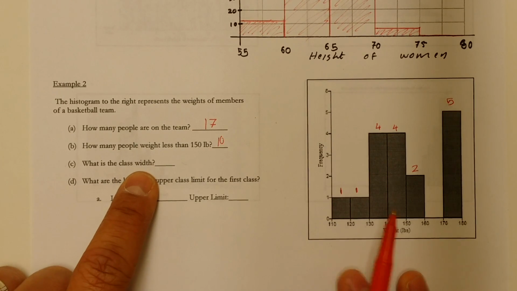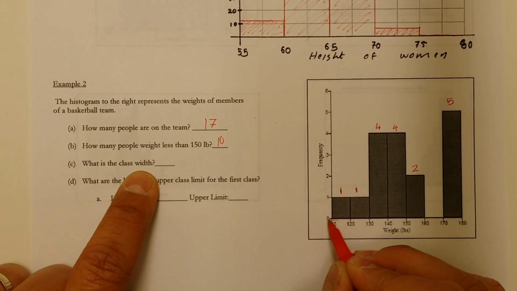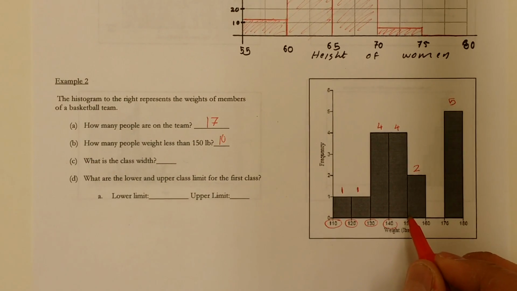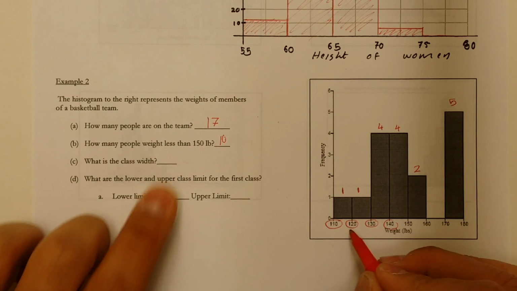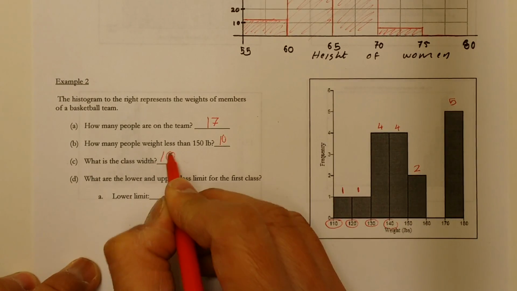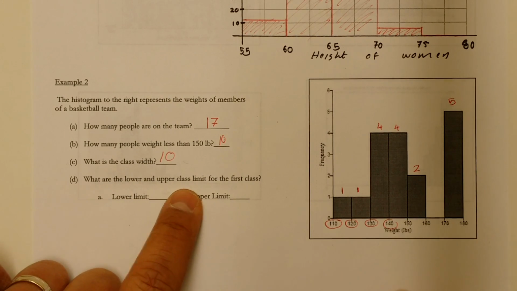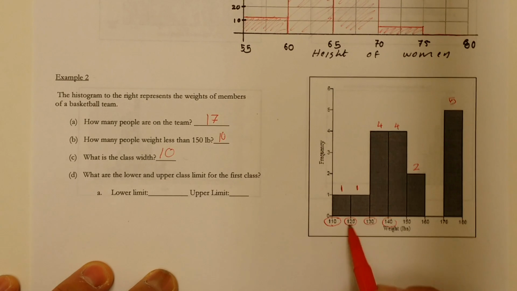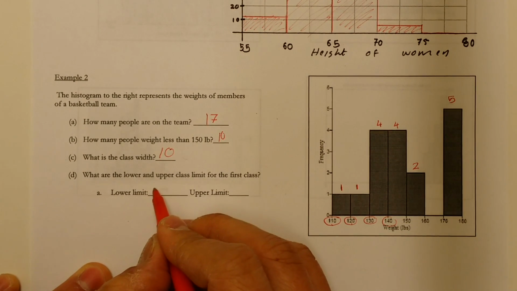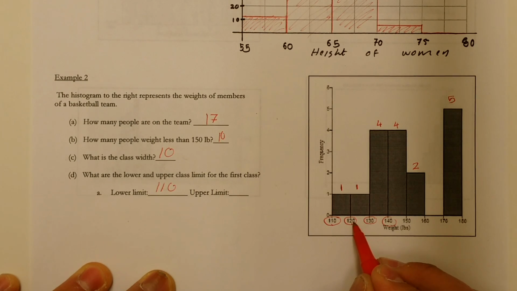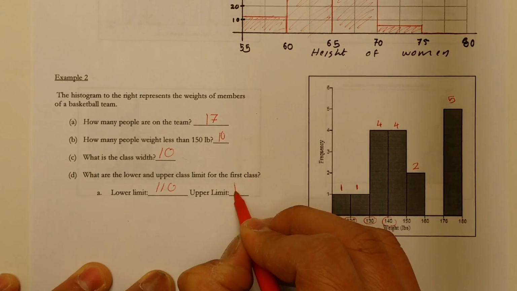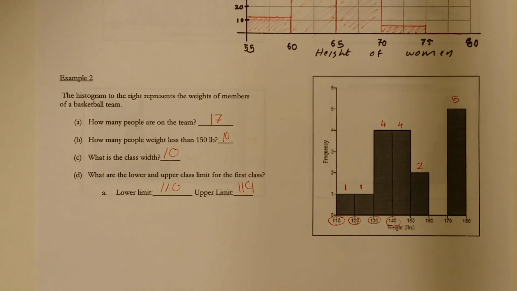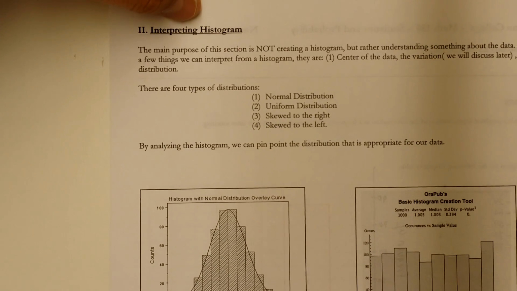What is the class width? Well, these are the lower limits. The class width can be found if you subtract the lower limits, which gives 10. And now, what are the lower limit and the upper limit for the first class? Here is the lower limit for the first class, and here's the lower limit for the second class. So the lower limit for the first class would be 110, and the upper limit of the first class should be just slightly before the next lower limit, which is 119. Okay. I will show you how to do the rest of interpreting the histogram in part 2 of this video.